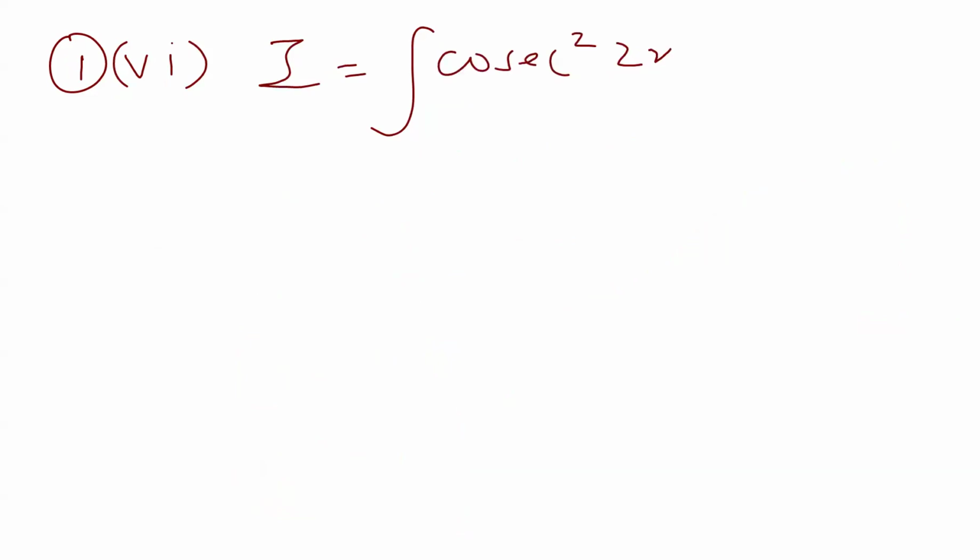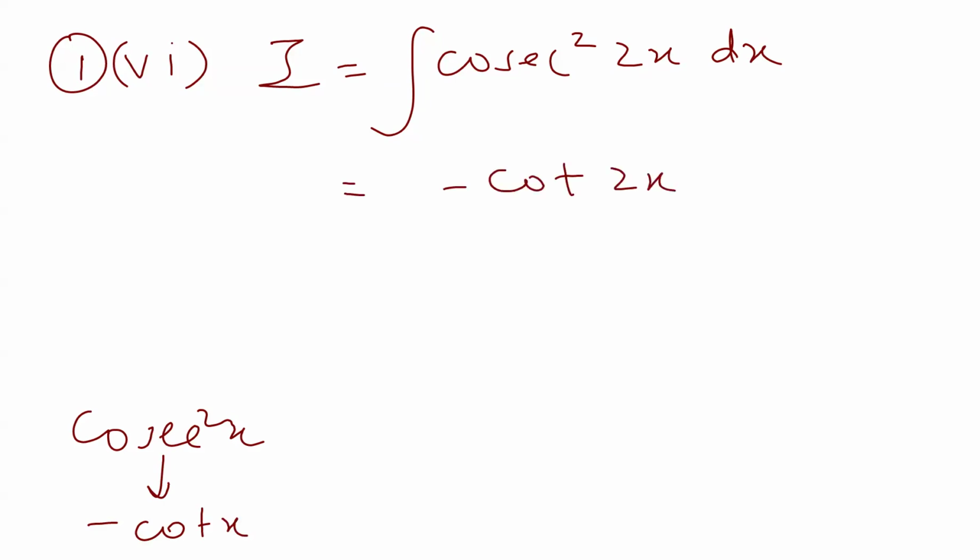Question number 1, sub question 6. Integration of cosec square 2x dx. Now integration of cosec square x is minus cot x. So this will be minus cot 2x upon d/dx of 2x.